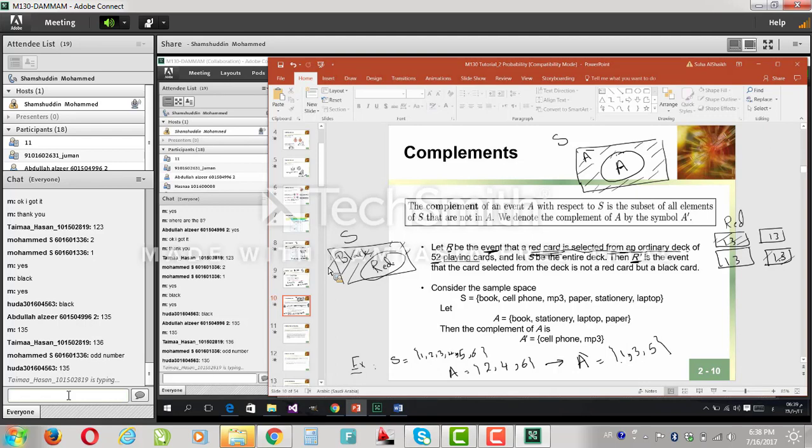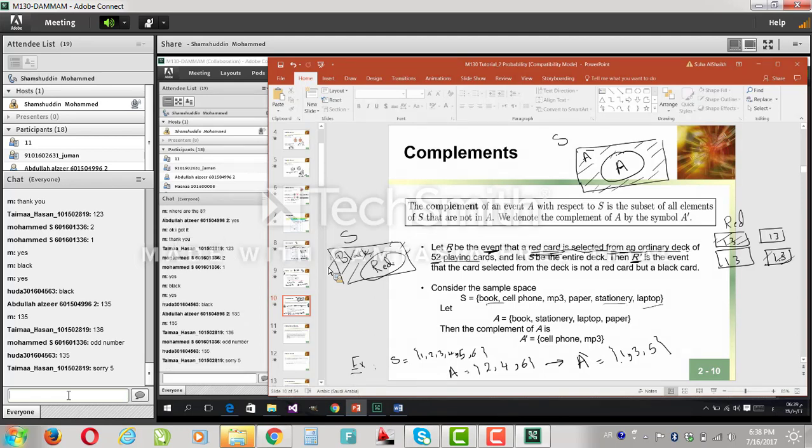In this example, we have a sample space that has the items: book, cell phone, MP3, paper, stationery, and the laptop. My event A is a book, stationery, laptop, and a paper. What will be the complement of A here? Anything that is not in A, that is the cell phone and the MP3. Clear? Okay. Is it clear now?